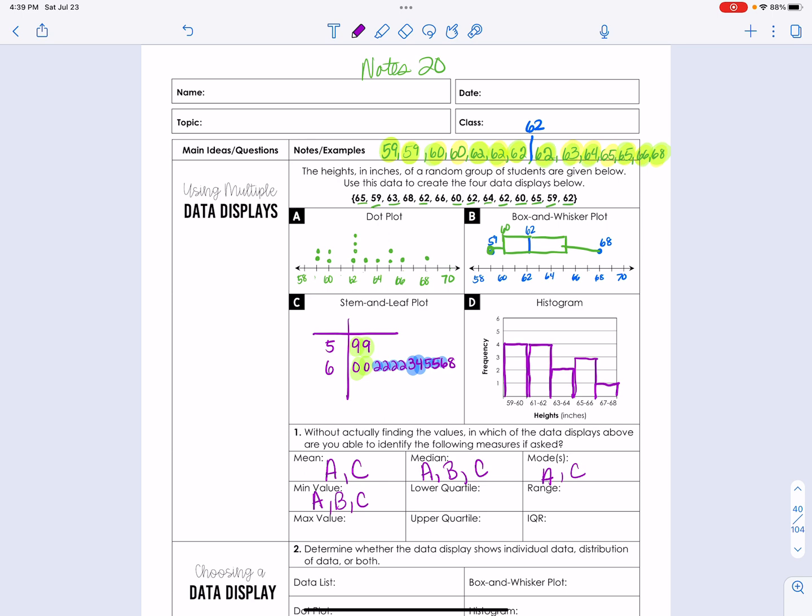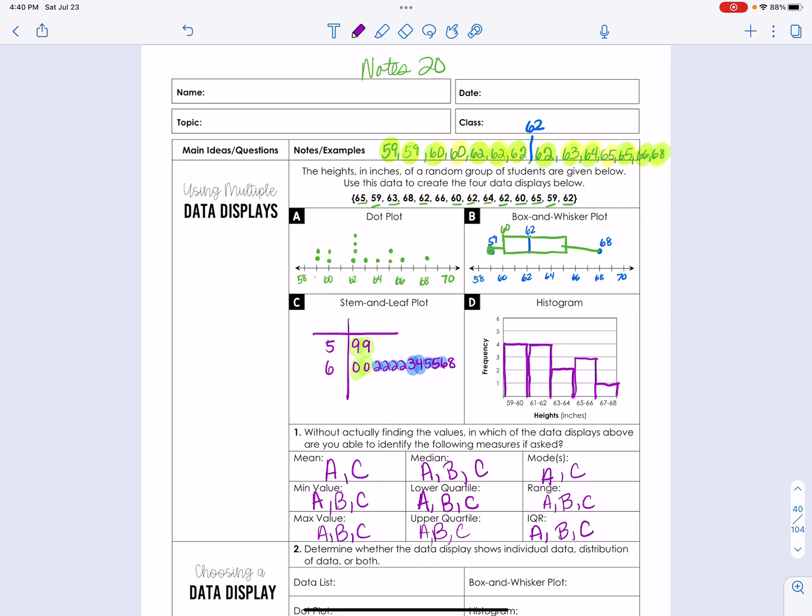The lower quartile, I could count that on A, right? I could find the lower quartile easily on B, and I could count it on C. Okay, the range, I can definitely see on A, I can see on B, I can see on C, but on D, I can't because I don't know, is it a 59 or is it a 60? I don't know where those numbers are at. The max value I can see on A, I can see on B, I can see on C. The upper quartile is kind of the same thing. And the IQR, I could find it on A, it would be tough. I can see it on B easily, and I could find it on C, it would be tough.